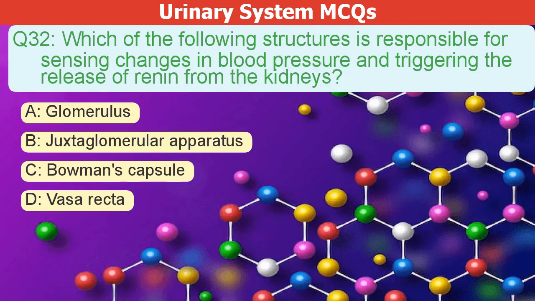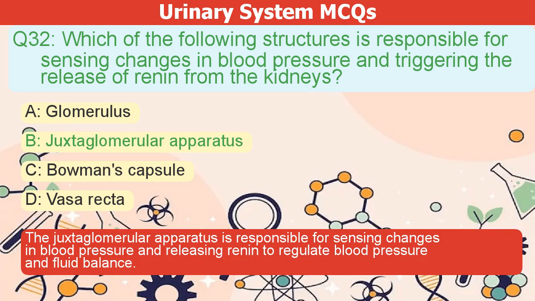Which of the following structures is responsible for sensing changes in blood pressure and triggering the release of renin from the kidneys? A. Glomerulus. B. Juxtaglomerular apparatus. C. Bowman's capsule. D. Vasa recta. The correct answer is B. The juxtaglomerular apparatus is responsible for sensing changes in blood pressure and releasing renin to regulate blood pressure and fluid balance.